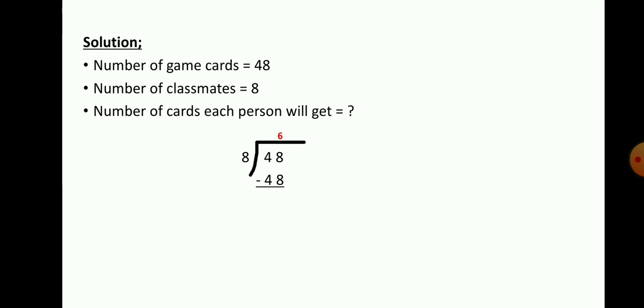Now 4 minus 4 is 0, 8 minus 8 is 0. So our answer is 6. So how we'll write this? We'll write that each person will get 6 game cards. Okay? Now move towards question number 2.